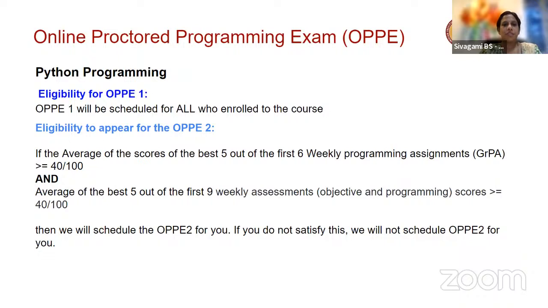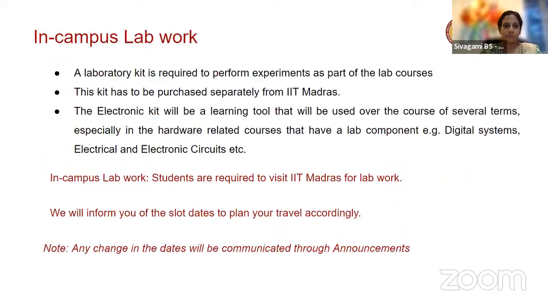Okay. Similarly, for Python programming, OPPE1 is scheduled for everyone. For OPPE2, the eligibility is that only if you do this, we will schedule OPPE2 for you. That is your weekly programming assignment. You have to score this much, and the weekly assignment score also has to be greater than 40 by 100. Then only OPPE2 will be scheduled for you.